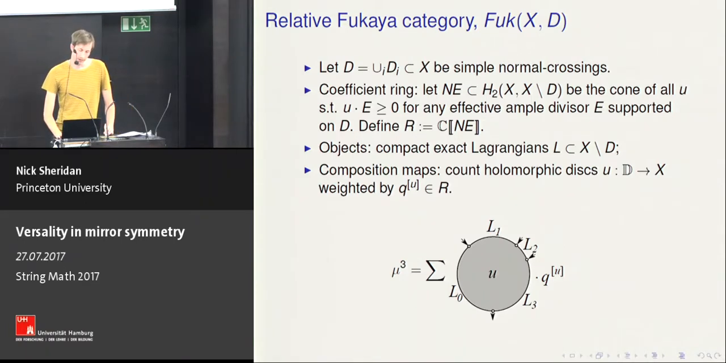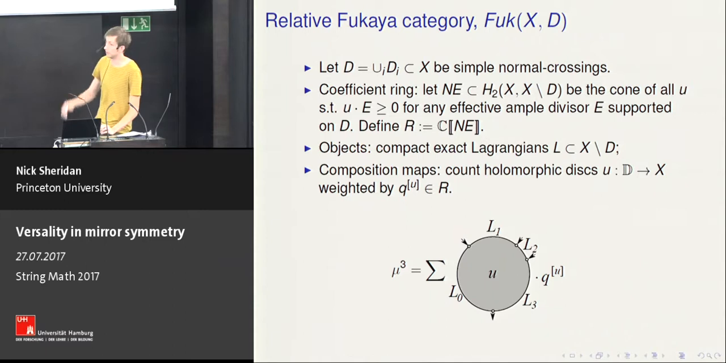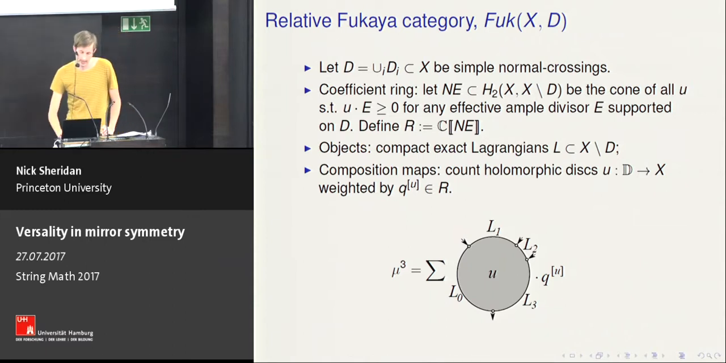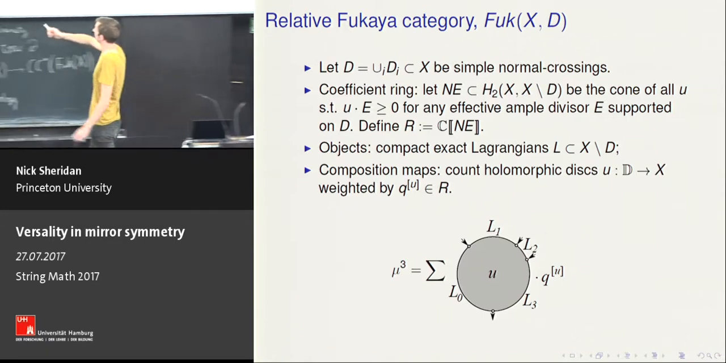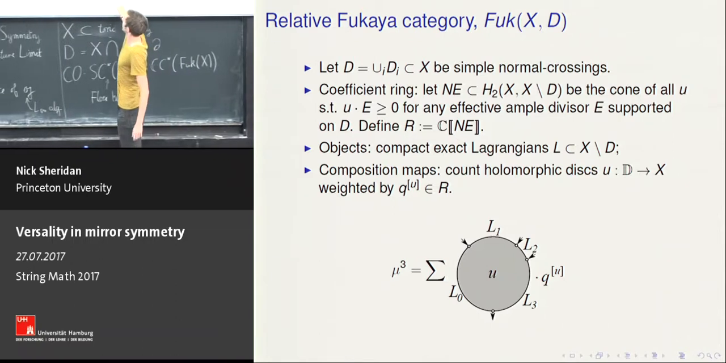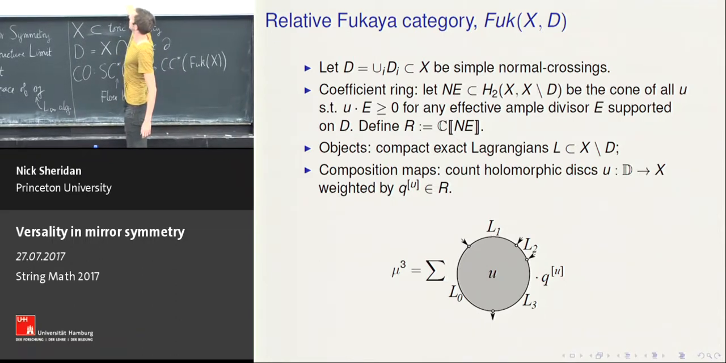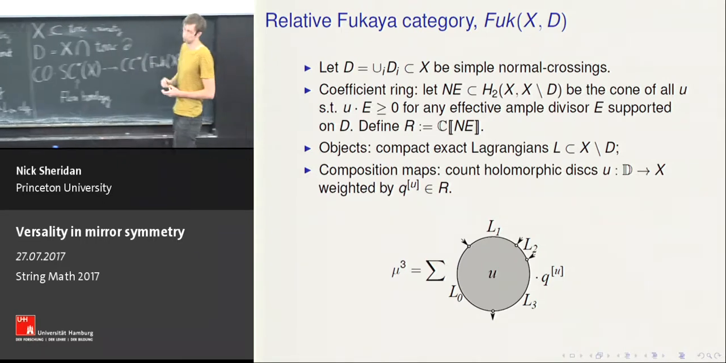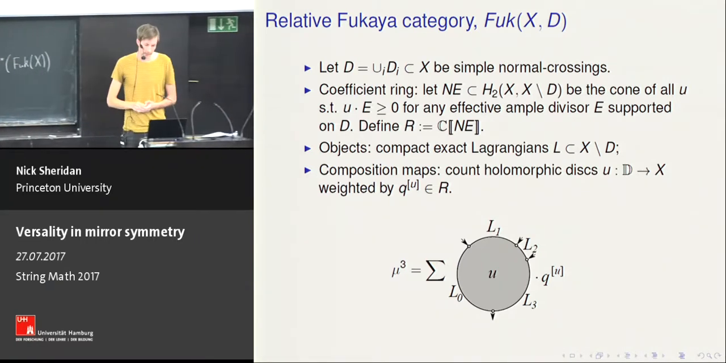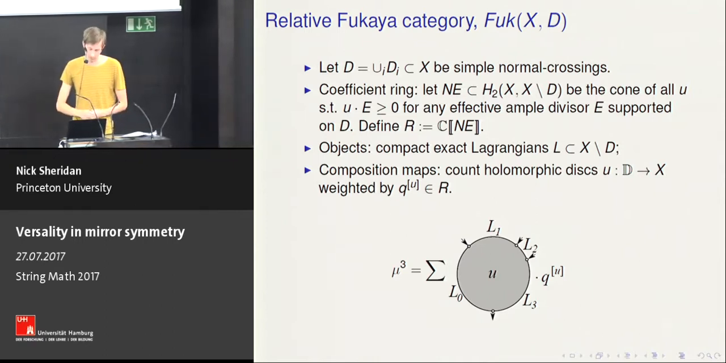The objects we look at are certain compact Lagrangians in the complement of our divisor D, and the composition maps count holomorphic disks exactly the same as before, but now we weight a disk U by Q to the homology class of U sitting in this ring R. So this is just what you do in Gromov-Witten theory, basically.